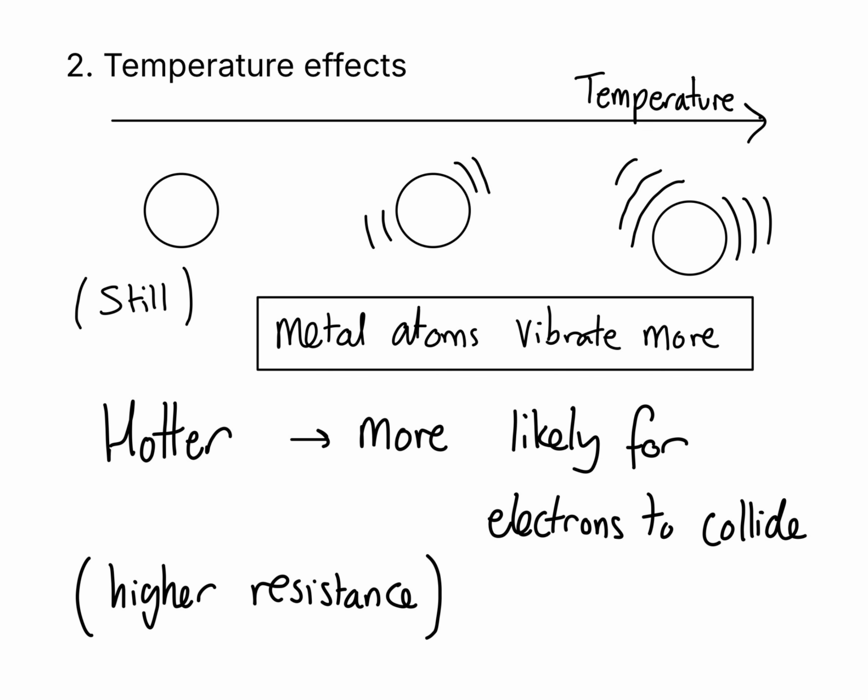What does heating a metal do? The metal ions in the lattice vibrate more vigorously. The electrons trying to drift past now collide with them far more often, so it's harder to get through and the resistance rises. Hotter metal, higher resistance. Remember, that's the opposite of a semiconductor.